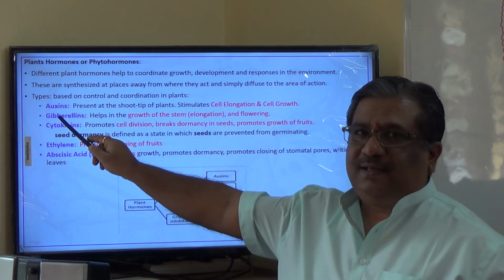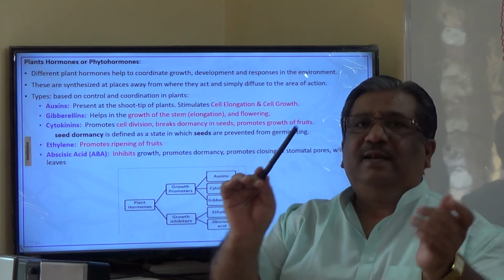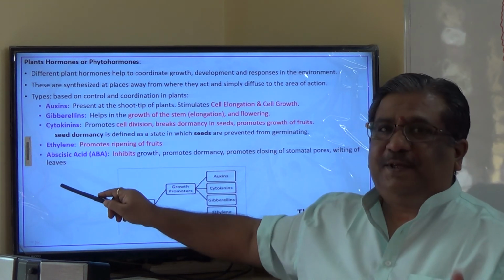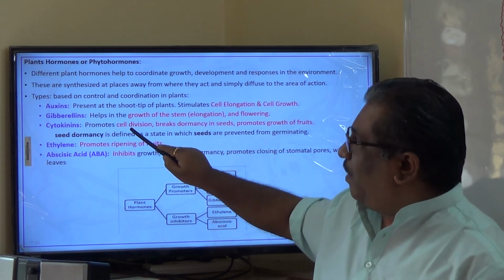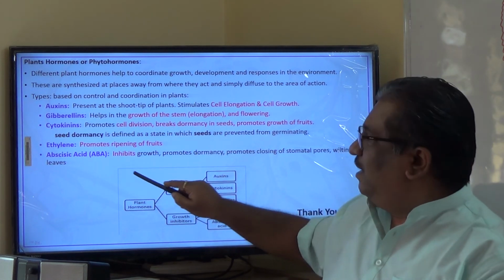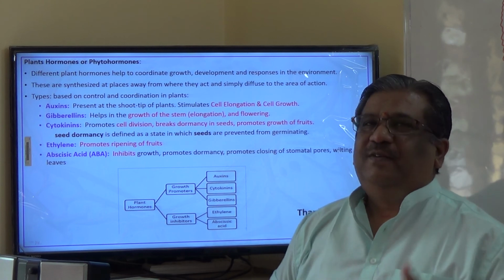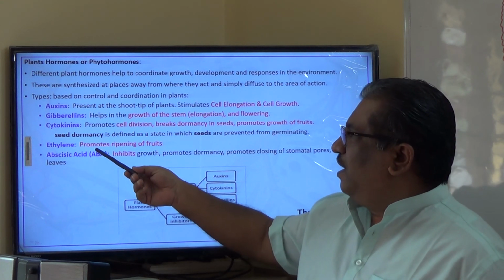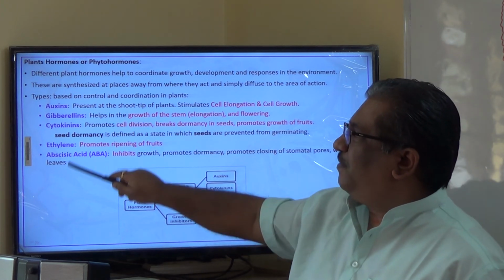Once again: auxins, cell elongation and cell growth. Gibberellin, stem elongation. Cytokinin, cell division, breaks dormancy of the seeds. And abscisic acid promotes dormancy but inhibits the growth of the cell, causes wilting of the leaves, closing of the stomatal pores. All these are important functions. Finally, ethylene, as it is discussed in some of your schools, I have put one word here: promotes ripening of fruits. It depends whether you can remember it or not. That's the only thing.